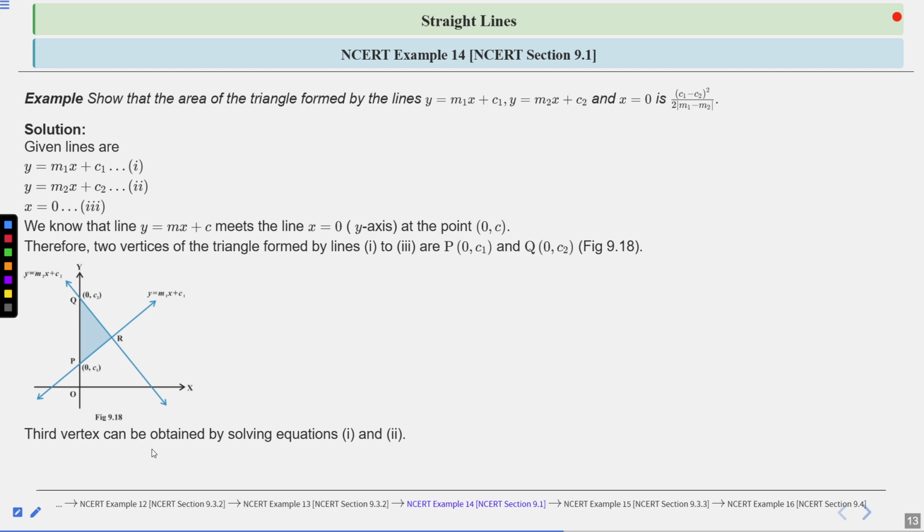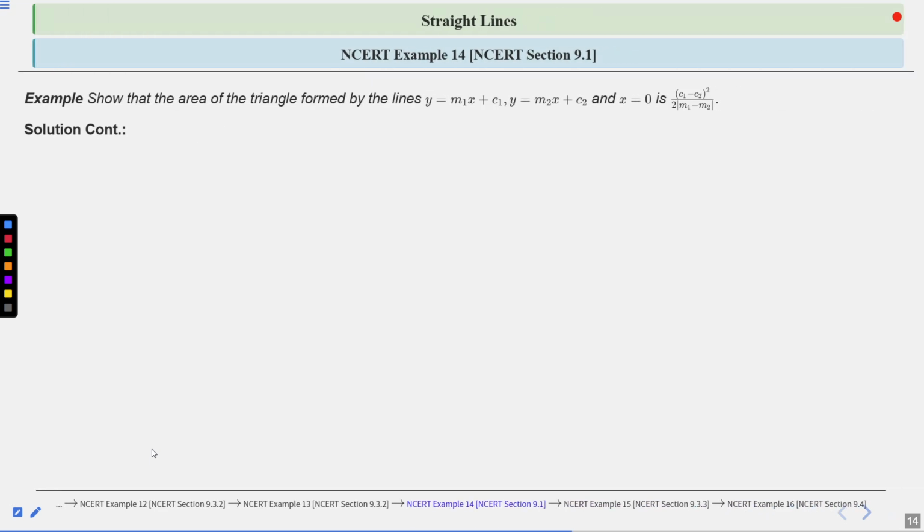Okay, so if we solve equation 1 and 2, then you will obtain the coordinates of the third vertex. So now solve equation y equal to m1 x plus c1 and y equal to m2 x plus c2. Then you will obtain the third vertex.